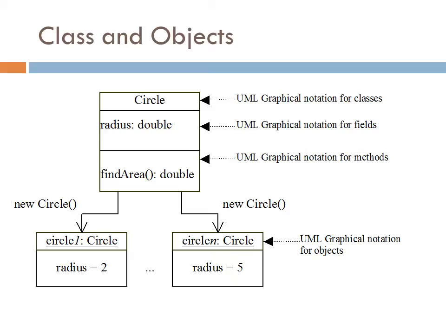Class and objects. So here we have created a circle class with only one property, that is radius of double type. We can find the area, so find area is the action. So state contains only one property, radius, and actions contains only one action, that is find area. When we create an object for this circle, it will create circle 1 with radius 2. When we create circle 2 with radius 3, and so on, we can create n number of objects for this class.